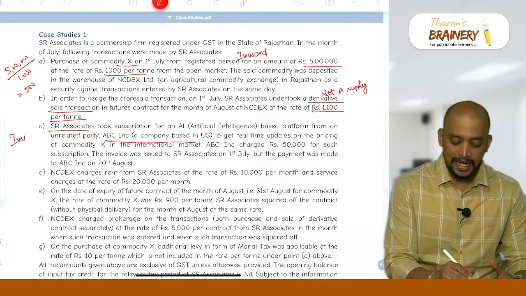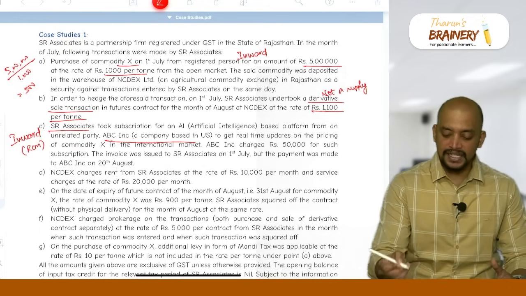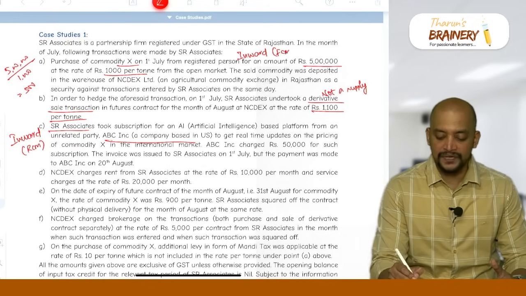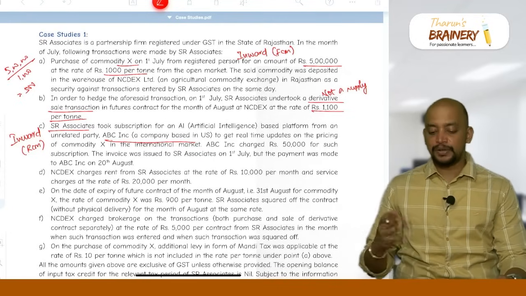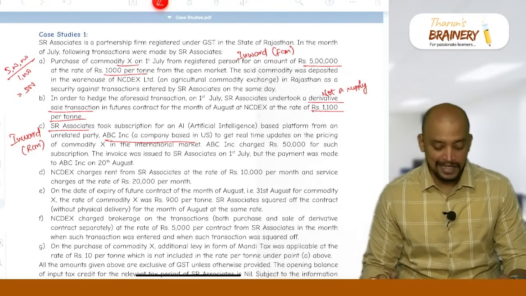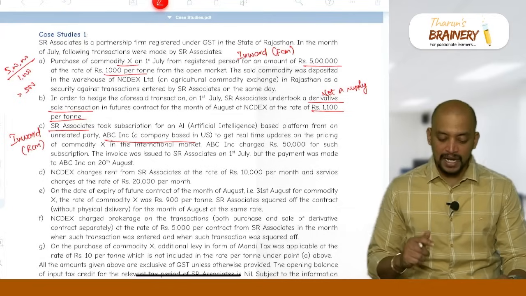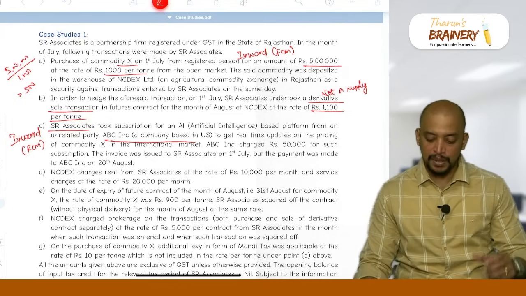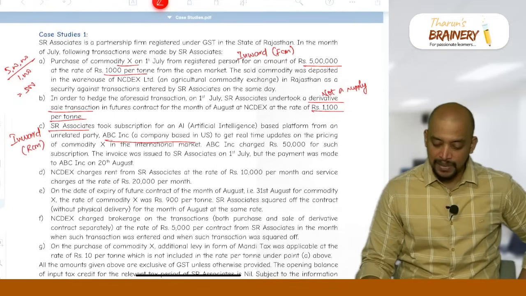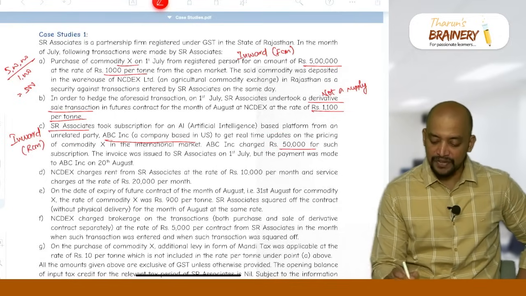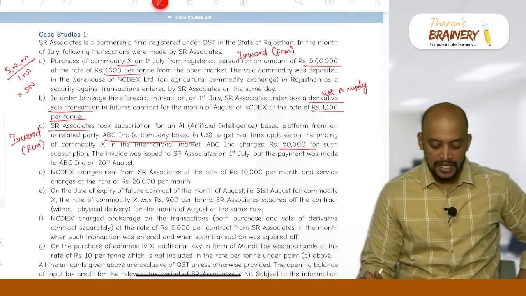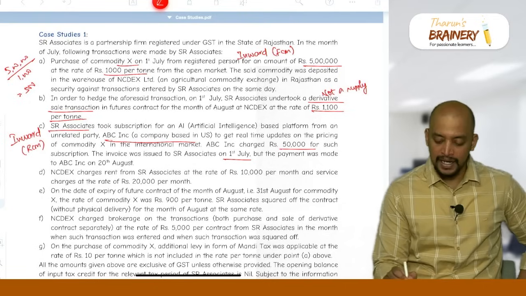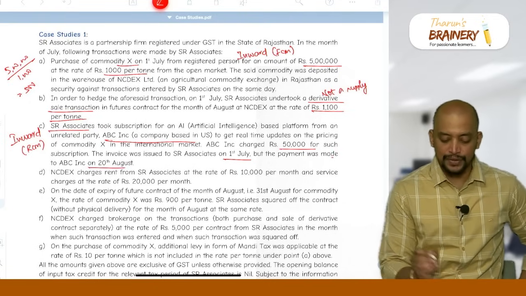It's an inward supply, and this inward supply is covered under RCM, whereas the first inward supply is covered under FCM, so the supplier only will pay. Because it's commodity X, we don't have any RCM there. In this case it will come under RCM: inward supply, RCM, import of services. ABC Incorporation charged rupees 50,000 for the subscription. The invoice was issued on 1st July, but the payment was made to ABC on 20th August.